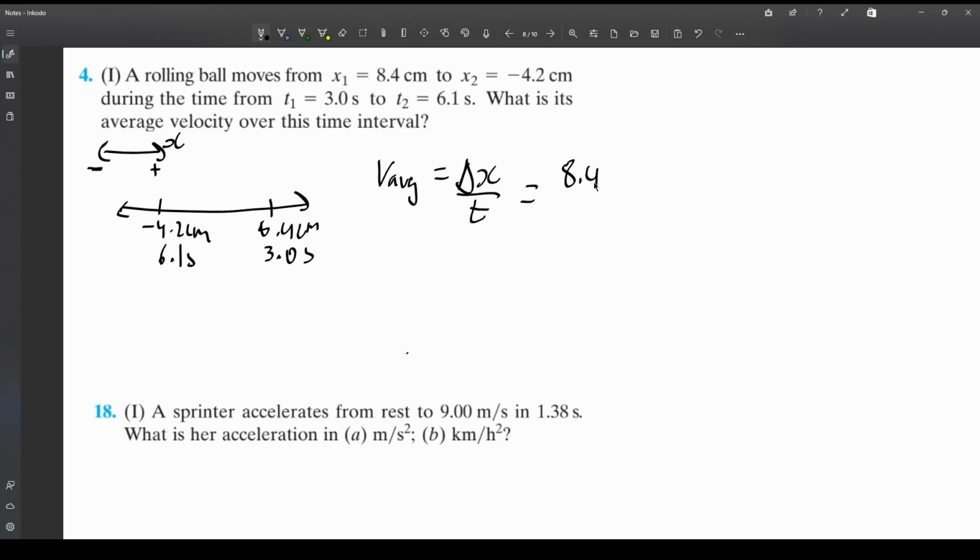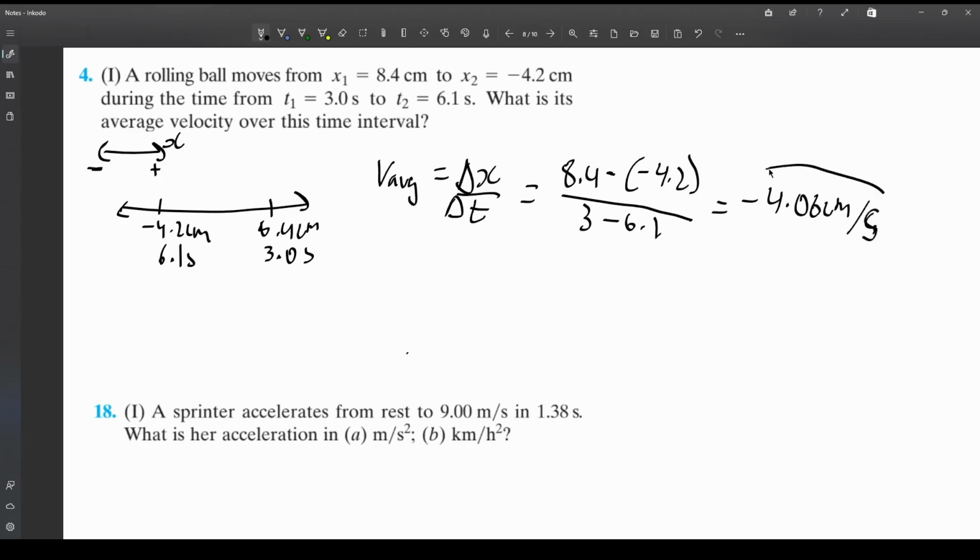So it doesn't entirely matter whether you're using your initial or your final first when you're dealing with delta. However, it is important that if you do your initial for x, you start with the initial for time as well. So 8.4 minus 4.2, divided by 3 minus 6.1, and you'll get minus 4.06 cm per second. So that's how you solve this problem.